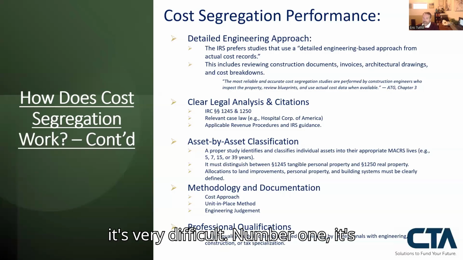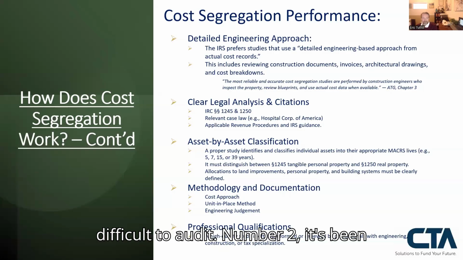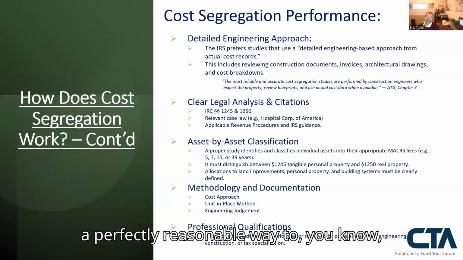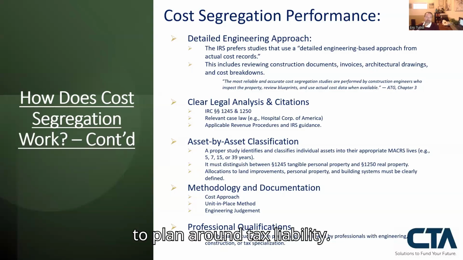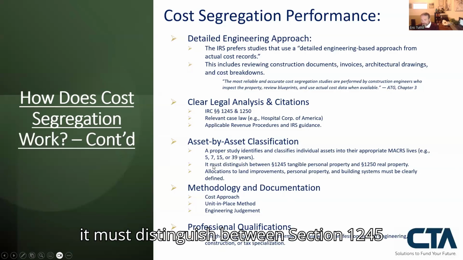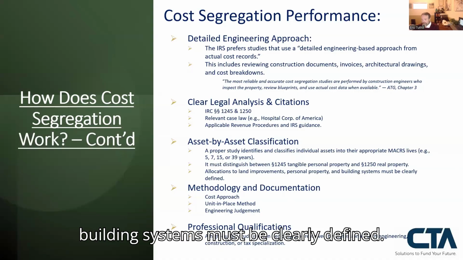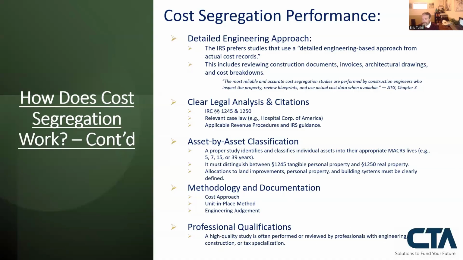Number one, it's difficult to audit. Number two, it's been acknowledged multiple times as a perfectly reasonable way to plan around tax liability. The other thing about the study is it must distinguish between Section 1245 and Section 1250. Allocations to land improvements, personal property, and building systems must be clearly defined.